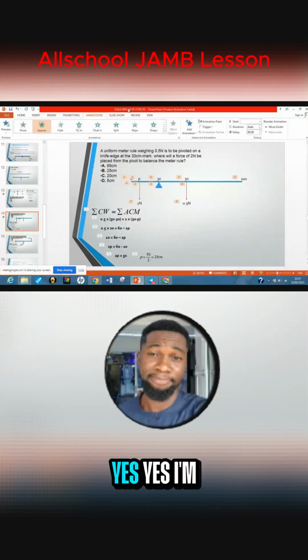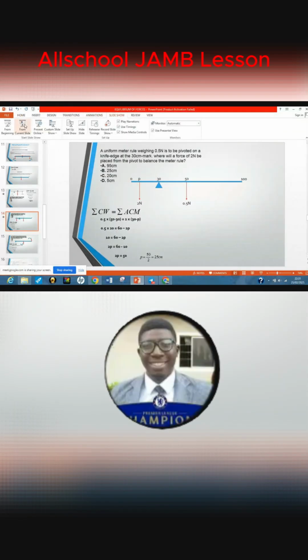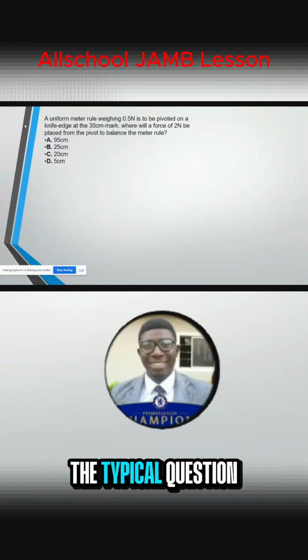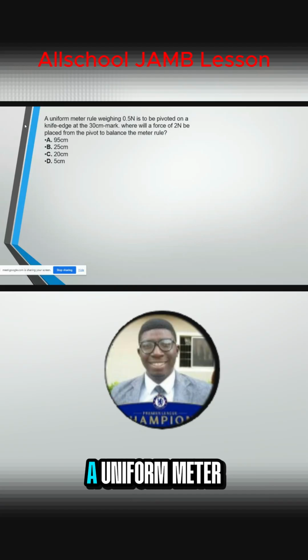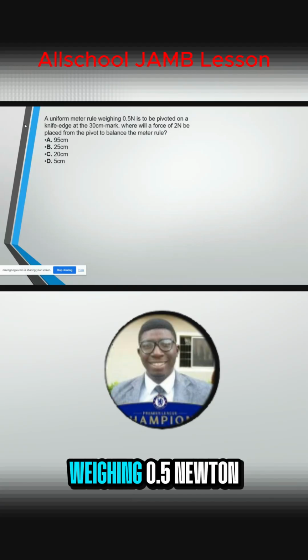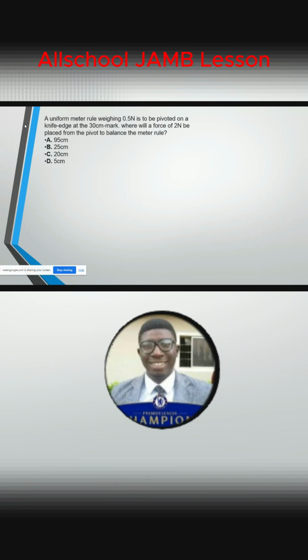All right, so this is the question, the typical question. A uniform meter rule weighing 0.5 Newton to be pivoted on a knife edge.